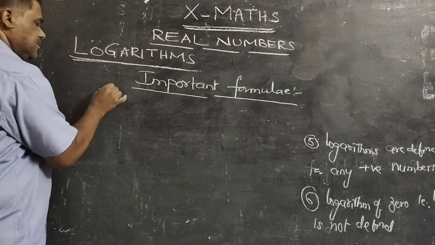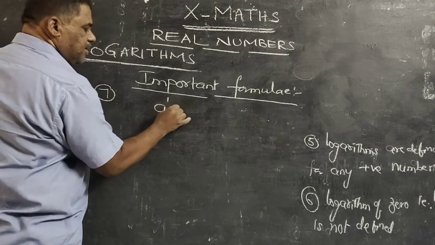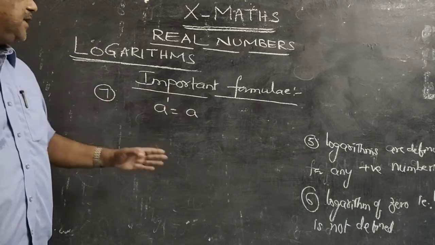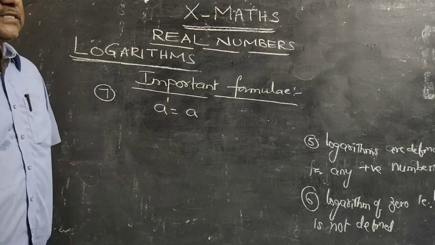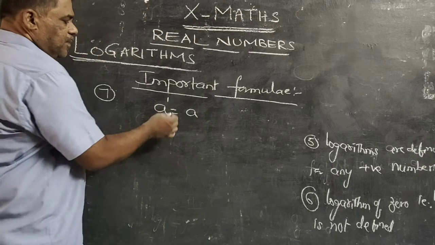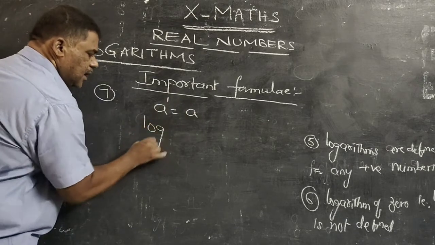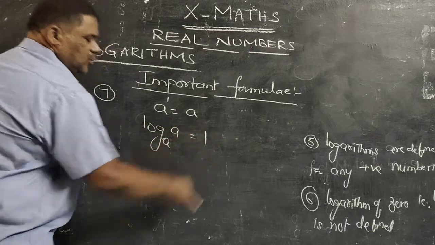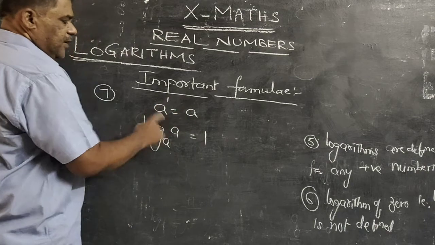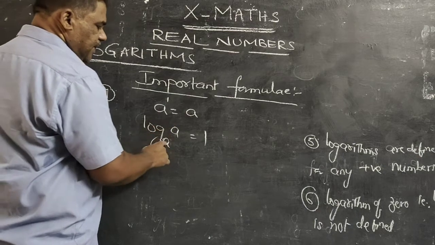Right, next one. We know that a to the power 1 means a. We know this rule. If the power 1 is there, no need of mentioning that power. A to the power 1 means it is a only. This is called exponential form. If you apply logarithm, 1 comes here, a goes there. So it will become log a to the base a is equal to 1. A to the power 1 is a. When you apply logarithm, a comes here, 1 goes there. So it is log a to the base a is equal to 1.